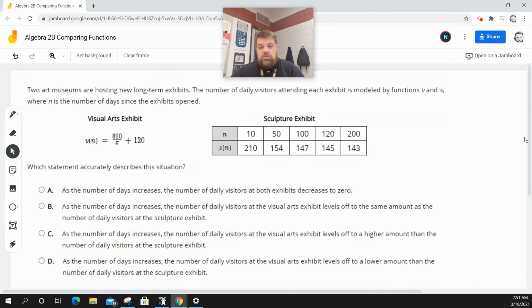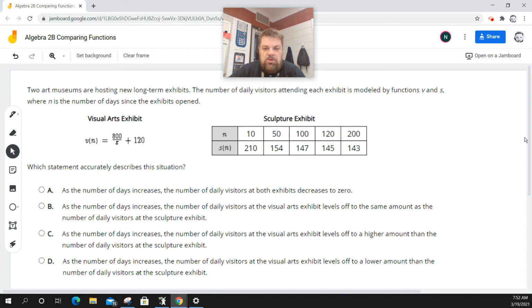All right, so for this function, it says two art museums are hosting new long-term exhibits. The number of daily visitors attending each exhibit is modeled by functions v and s, where n is the number of days since the exhibits opened. And then they have the function for the visual arts exhibit: v of n is equal to 800 over n plus 120.